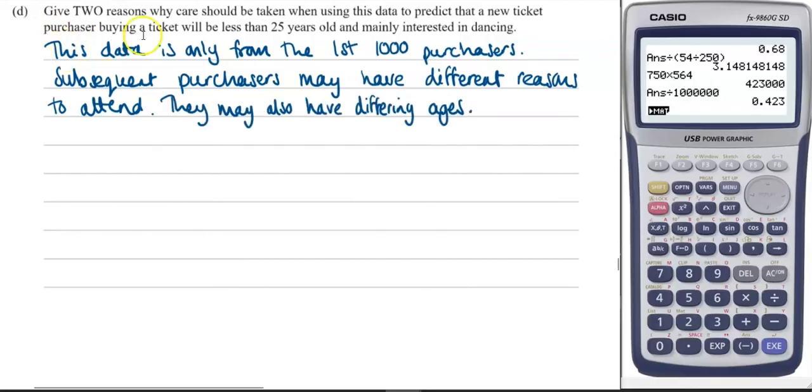Also, we should link it to both of the things. So I originally just said the different reasons for attend, because that was the dancing thing. But also, they've specifically stated about the age, so we'll put that as well. They could have differing ages. Perhaps the older people have more disposable income and they can buy those tickets early on, and the under 25s would wait until they've saved up or something. Okay, now the second reason was it being an online purchase, so let's put that in.